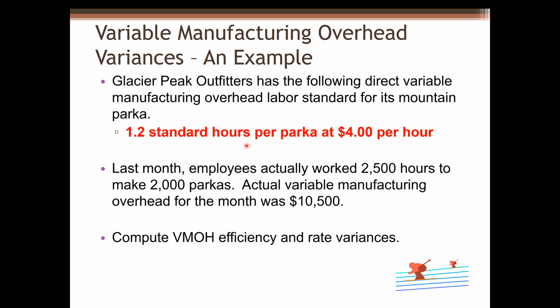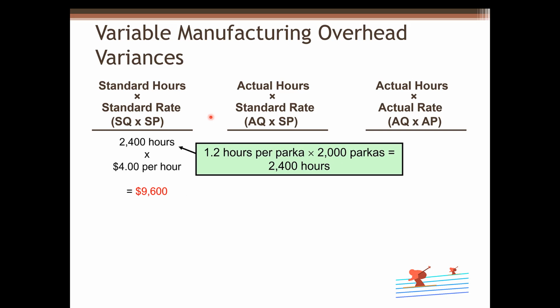Here, please note, the allocation base for Glacier Peak Outfitters MO is standard hour. $4 per hour is variable part of predetermined overhead rate. Let's take a look at the calculation. Following the model, column 1, standard hours times standard rate. We first calculate the standard hours allowed for actual output, 2,000 parkas. We use 1.2 hours per parka times 2,000 parkas, and we can get 2,400 hours.